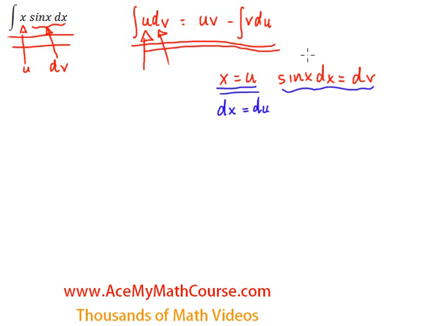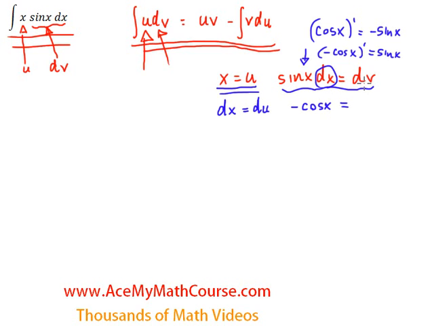So what is the integral of sine of x? What is the antiderivative of sine of x? Well, it's going to be negative cos of x. And why is that? Well, because the derivative of cos of x is negative sine of x, right? So it follows that since we want a positive sign, that we would need negative cos. So the derivative of negative cos is positive sine.